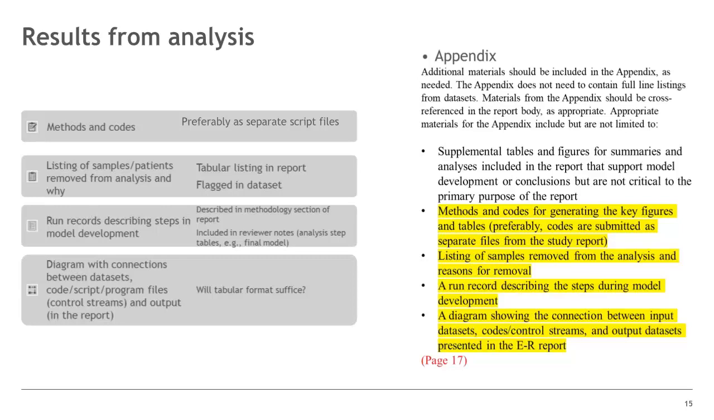So if it's a model file or if it's a script, you're going to be submitting that as a separate file. As Neelima pointed out before, they would like to see a listing of samples or patients removed from analysis and why. A lot of times we've interpreted that as a table that we would put in the appendix. I have strictly interpreted it recently as I want to see the patients that you have censored from your data set that actually had measured concentrations or measurable concentrations.